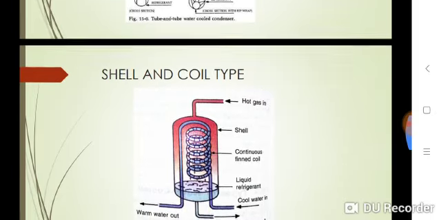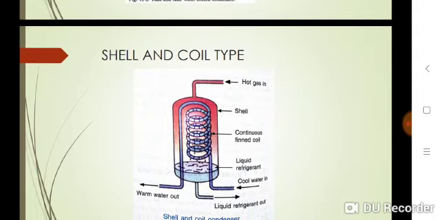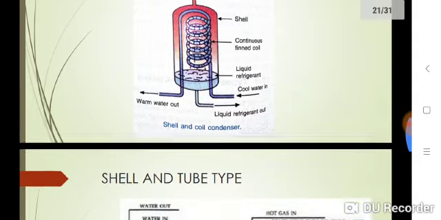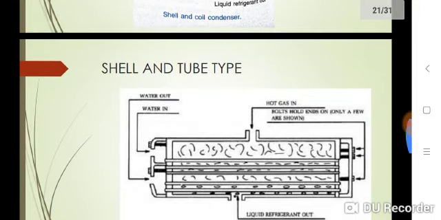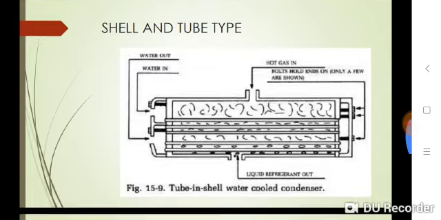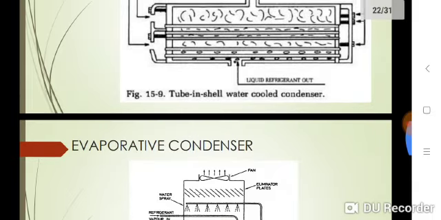Next we move towards the shell and coil type condenser. In the shell and coil type condenser, there is one shell through which the refrigerant passes, and one coil through which the water that cools the refrigerant passes, and the remaining working is the same. Then the shell and tube type condenser. In the shell and tube type condenser, there is one shell and tubes. Water passes through the tubes, and the refrigerant passes through the shell. The heat transfer occurs, and the refrigerant moves out.